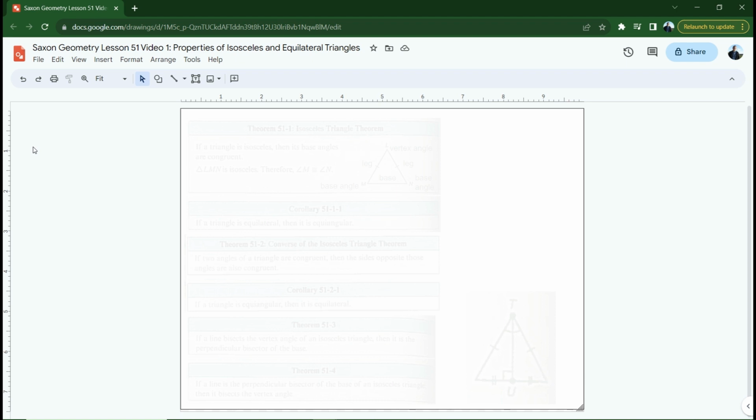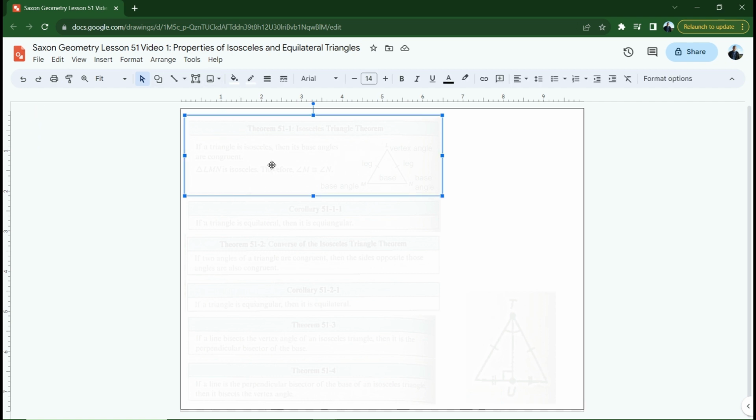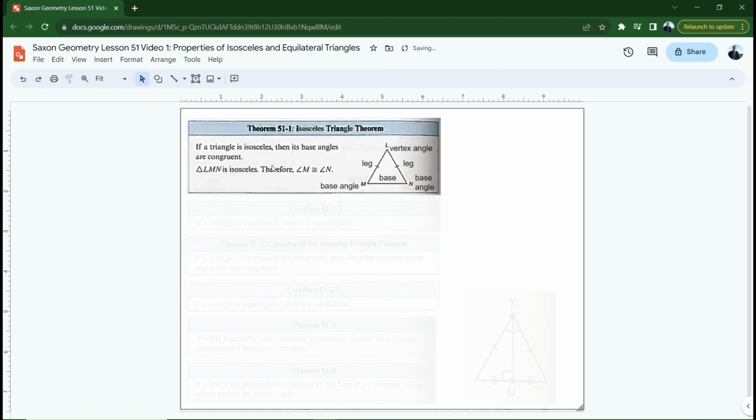All right, and in this lesson, we're going to be looking at some properties of isosceles and equilateral triangles that can be proven from the definition of what they are. So we're going to begin with Theorem 51.1, the isosceles triangle theorem, which states that if a triangle is isosceles, then its base angles are congruent.